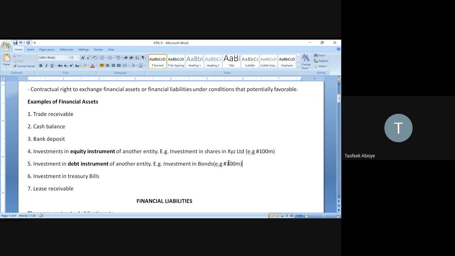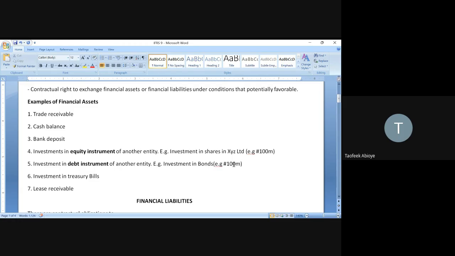And when you collect it back, it can be in 3 ways. It can be at a premium, it can be at par, and it can be at a discount. At par is that you invested 100 million, you collect 100 million back.